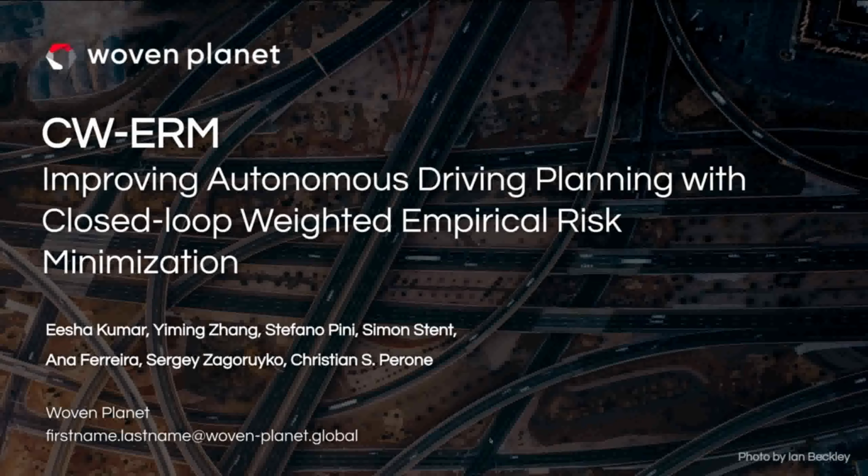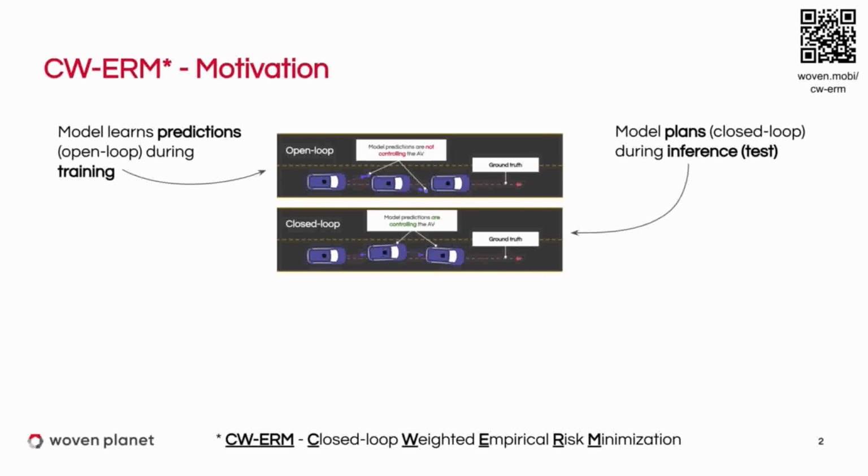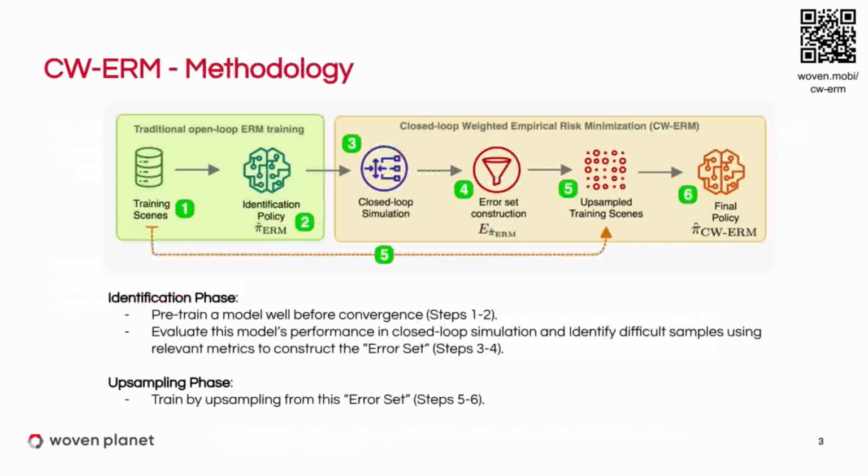I am Isha speaking about our paper Improving Autonomous Driving Planning with Closed-Loop Weighted Empirical Risk Minimization. Typical imitation learning or behavior cloning techniques suffer from predictive bias towards open-loop behaviors. Upon deployment over time, small errors compound, causing poor inference time or closed-loop performance. We propose CWERM to address this, and it works as follows.